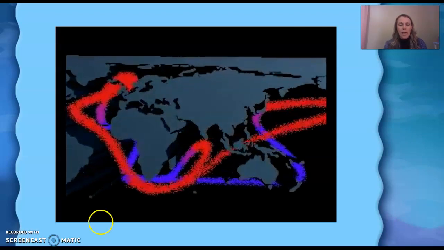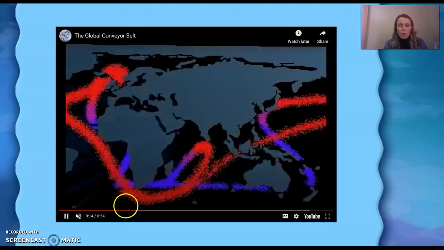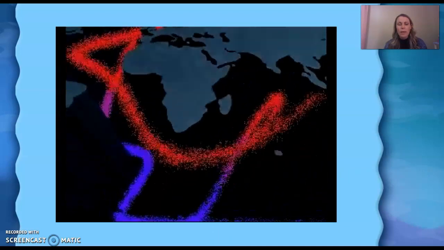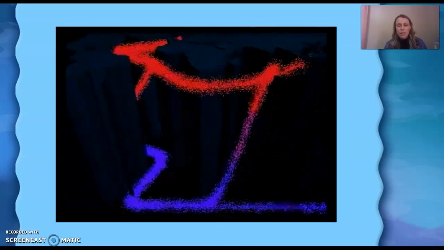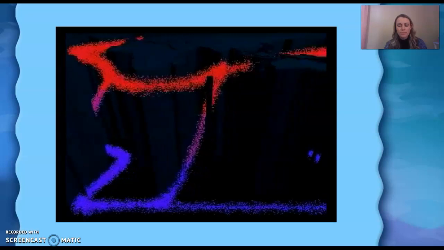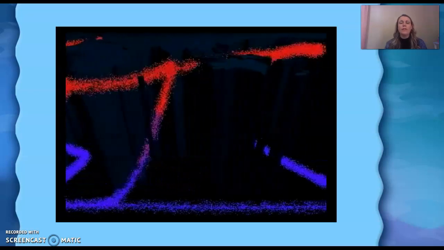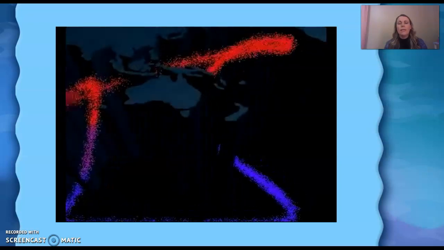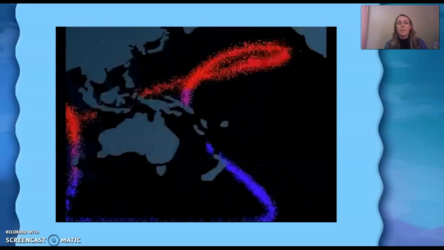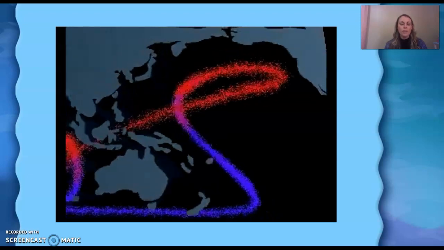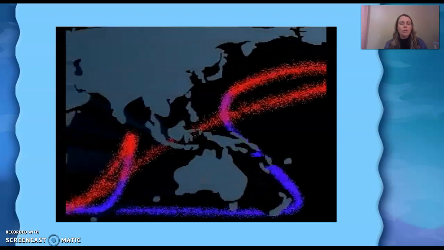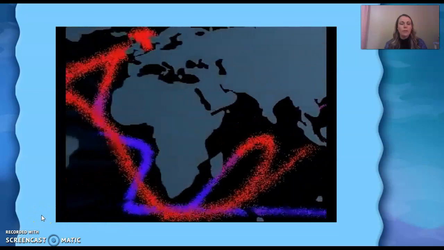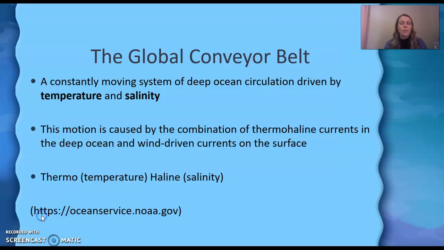As you can see, they have taken and colored the water at the bottom blue, and then here at the top it is red. I really like this view so you can see how it is flowing. And the colder water that's saltier is sinking to the bottom, and then it's traveling as it becomes less salty and it becomes warmer, then it rises to the top. And it is constantly in this motion, which is our global conveyor belt.